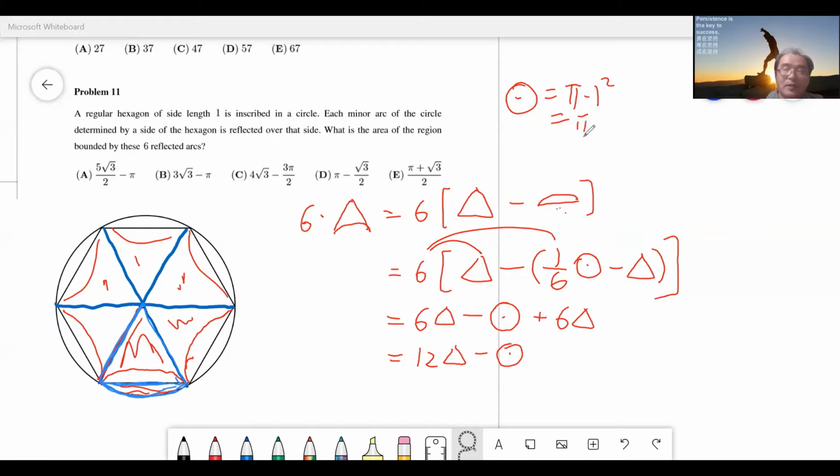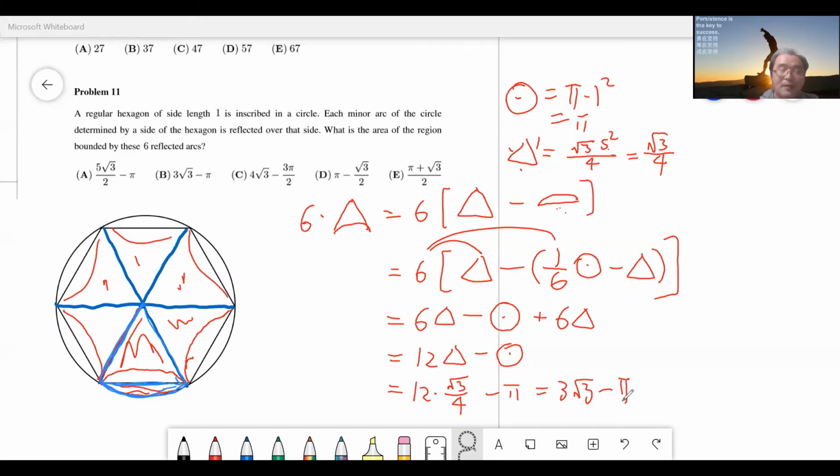The equilateral triangle with side length 1: the formula is square root 3 times the side length squared over 4. With side length 1, that's square root 3 over 4. Let's plug in: 12 times square root 3 over 4, minus pi, which equals 3 square root 3 minus pi. So check the answer: B is correct.